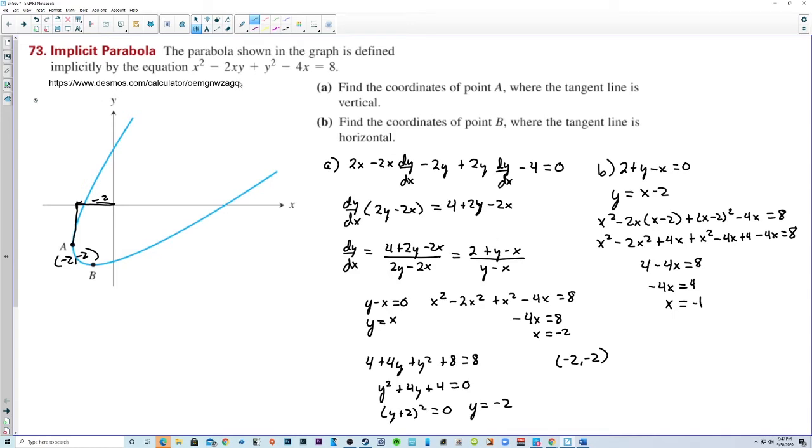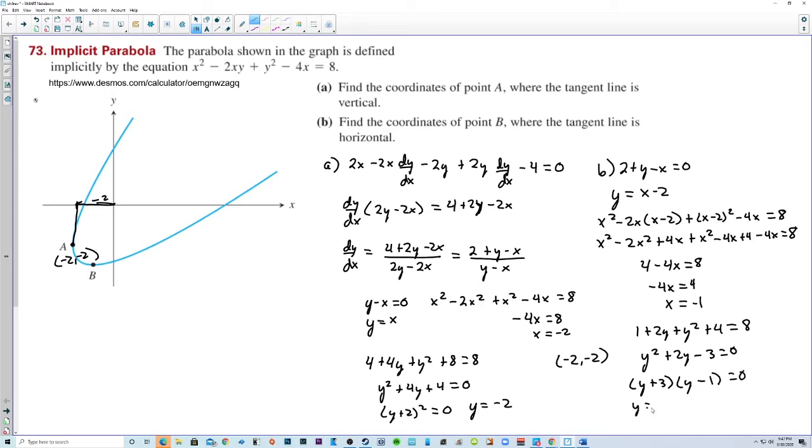And let's plug negative 1 in for the x's in the original. And we get 1 plus 2y plus y squared plus 4 is equal to 8. 4 plus 1 is 5. If we subtract 8, we have y squared plus 2y minus 3 is equal to 0. We have y plus 3 times y minus 1 is equal to 0.